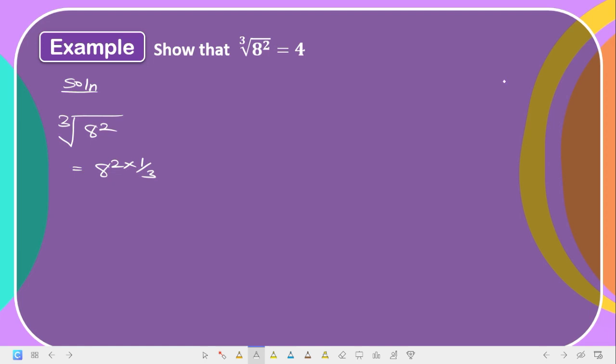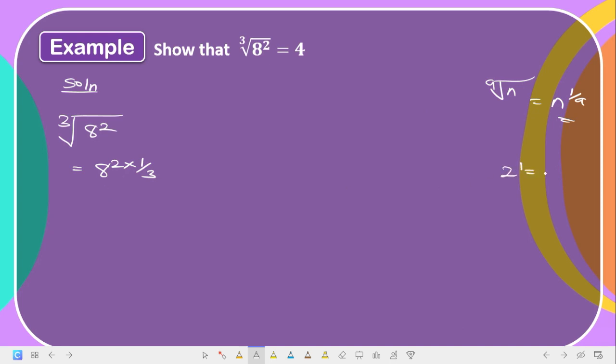From the law that says if you have a raised to the power of n, you write it as a to the power of 1 all over n. So this is 8 squared, 1 all over 3, where your 3 is now your n. So, what is 8?